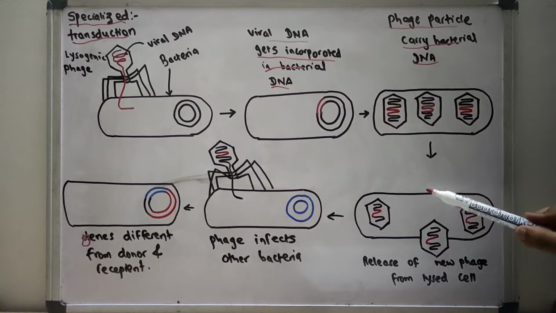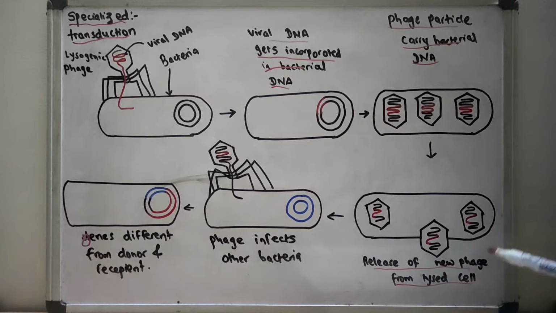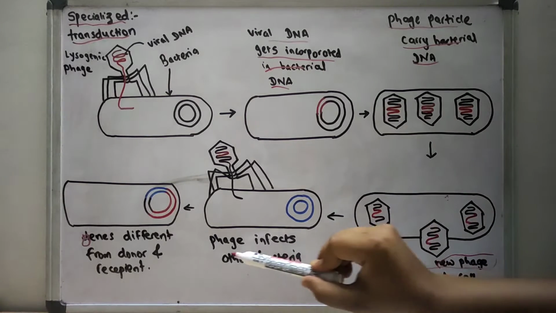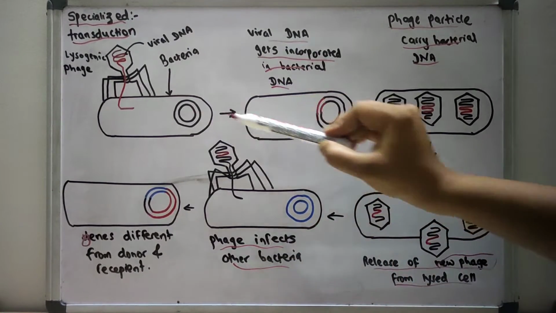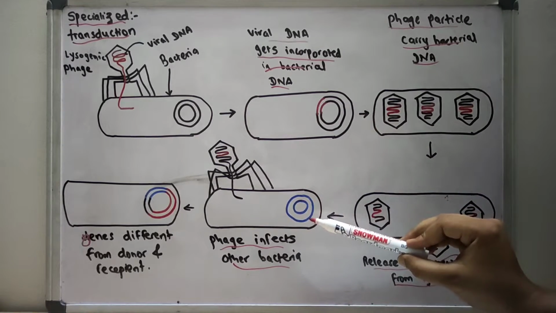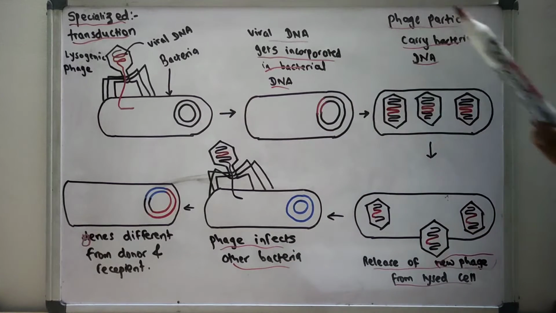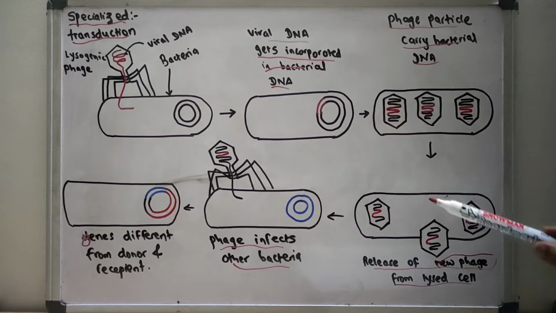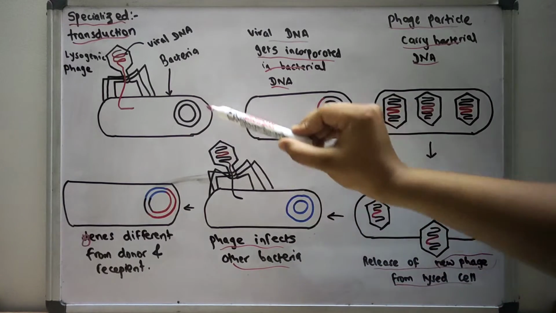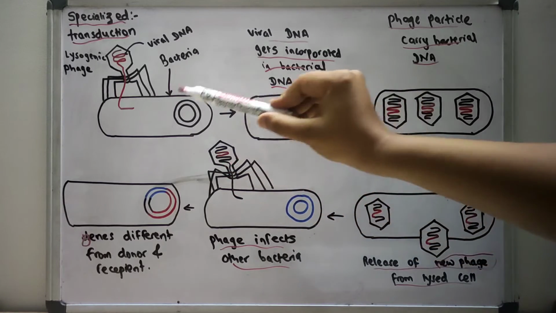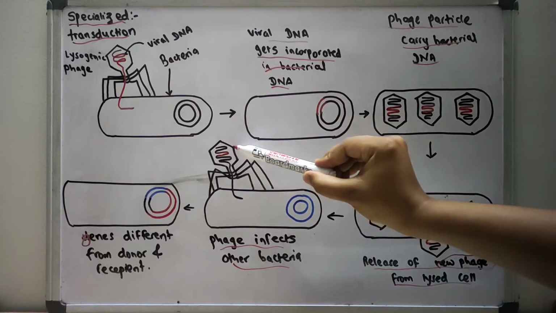After the rupture of this bacterium, there is release of new phage from the lysed cells. This new phage contains both the genetic material from the previously infected bacterium as well as the genetic material from the virus. So this phage infects another bacterium, which has different genetic material. I have denoted the new bacterium's genetic material by blue and the old by black. You can see that the bacteriophage which infects this new bacterium has the genetic material from the old bacterium, denoted by black, and its own viral genes, denoted by red.